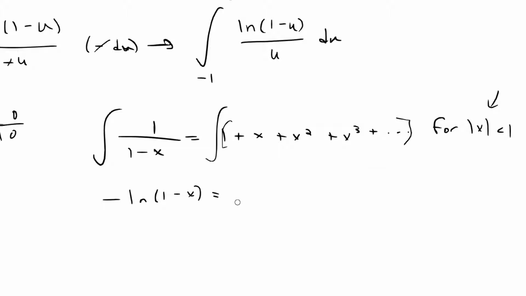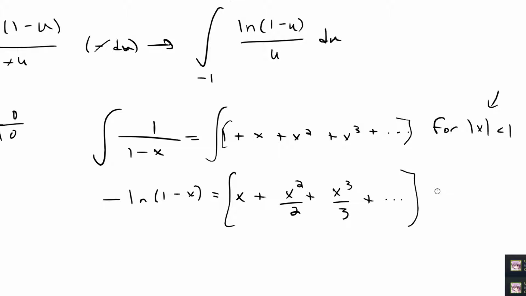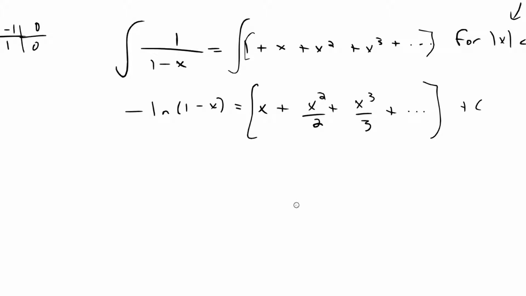And then on this side, we get the integral of this series. Well, if we integrate it term by term, we get x plus x squared over 2 plus x cubed over 3, and so on, right? And that's what we have for that result. But then we also have to add our constant of integration, and this will be the constant of integration for both. But we don't really want this constant of integration.